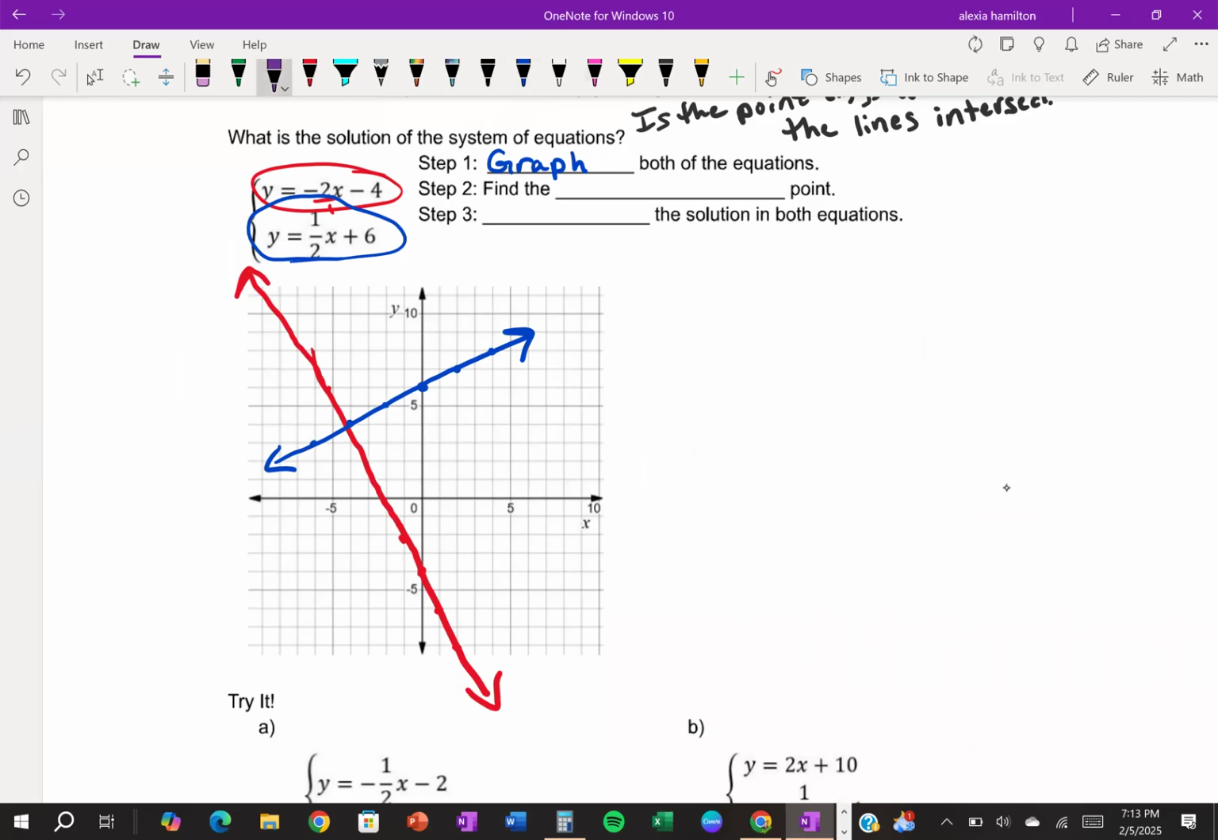Step 2, find the intersecting point, which is right there. What is that point? We're going to write it. It looks like it's -4, +4.